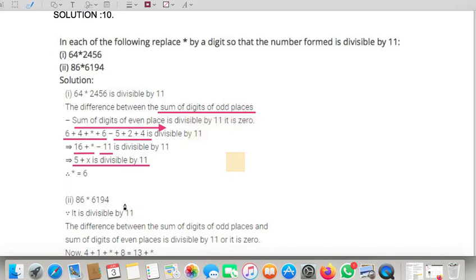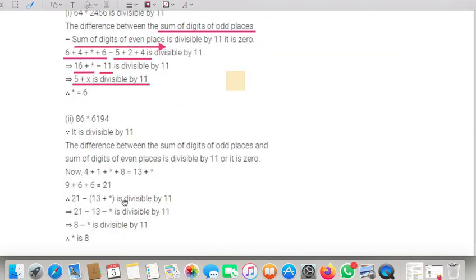Fine. Now let us see the second part of it. Exactly the same rules. So we have odd place digits and even place digits. 4 is at odd place. 4 plus 1, 5. 5 plus star plus 8. So what do I get? 8 and 5, 13. So the sum of odd place digits, if I calculate, students, I will get as 13 plus star.